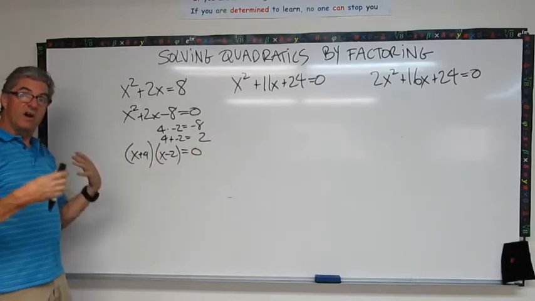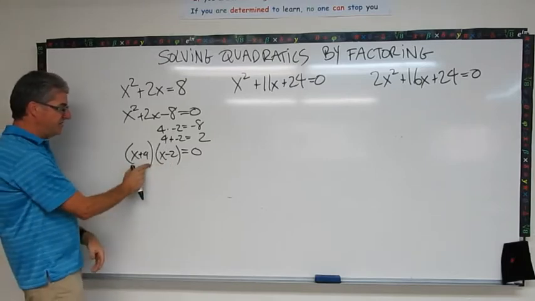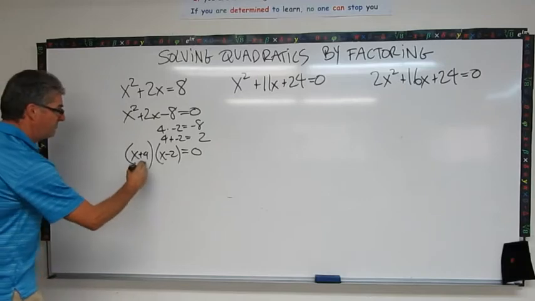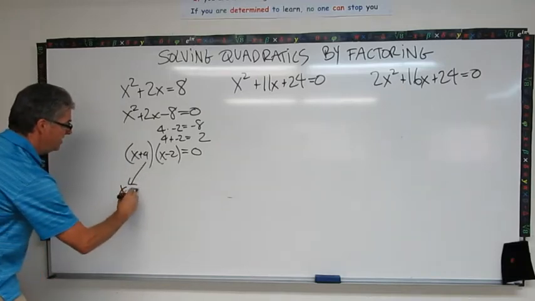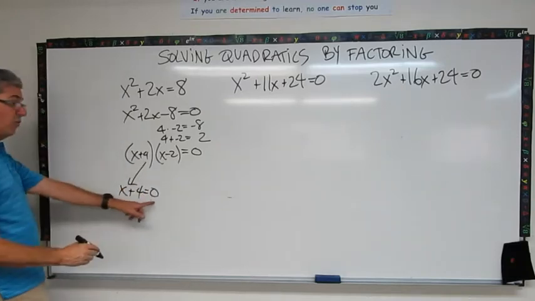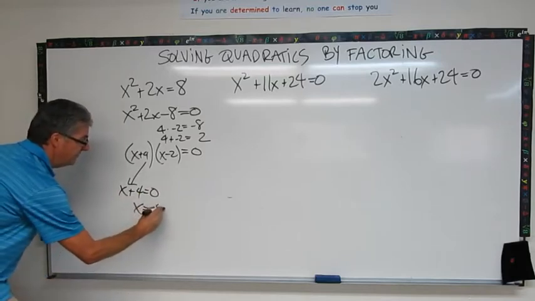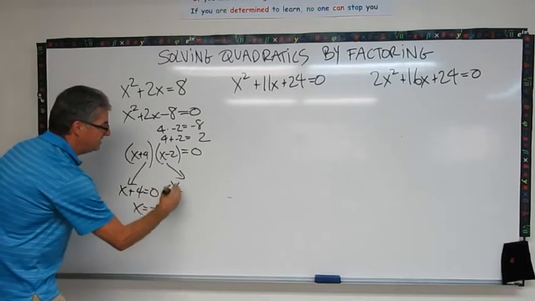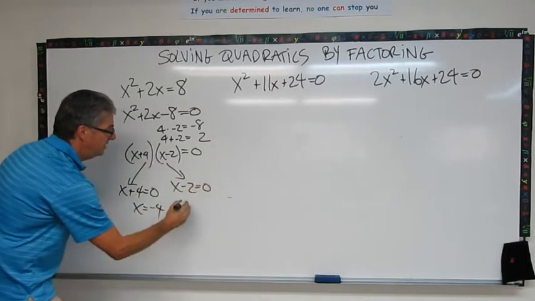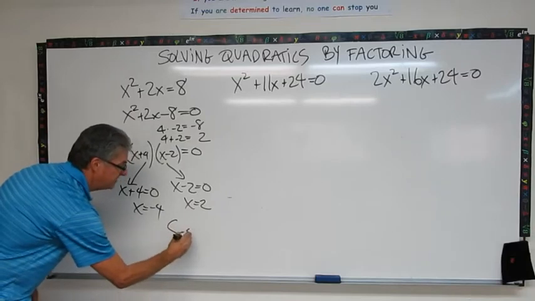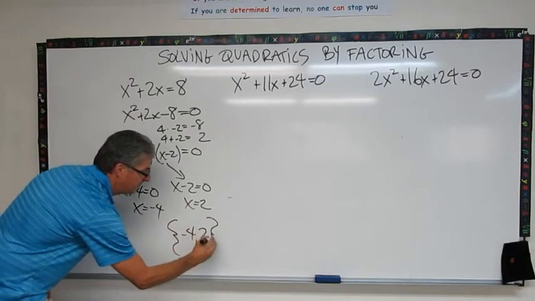So now I have this thing times that thing equaling 0. Now I can use the null factor law and branch. Let's find what x has to be for x plus 4 equal to 0. Subtract 4 from both sides, x equals negative 4. This branch is x minus 2 equals 0, so this becomes x equals 2. So our solutions for this are negative 4 and 2.